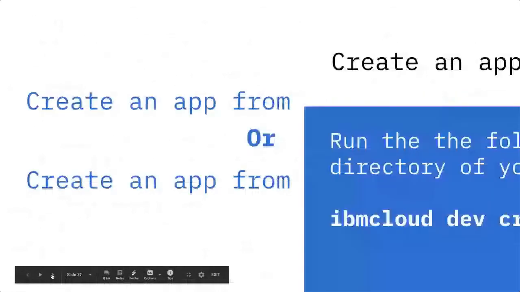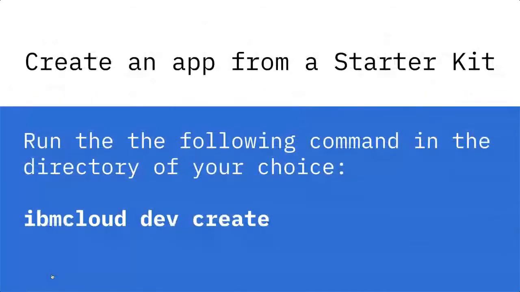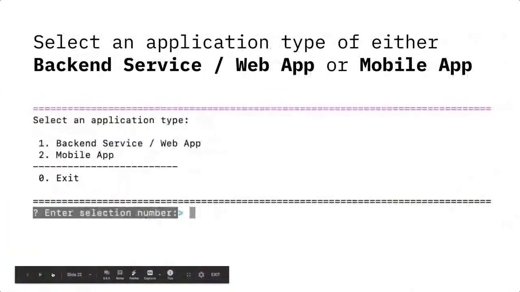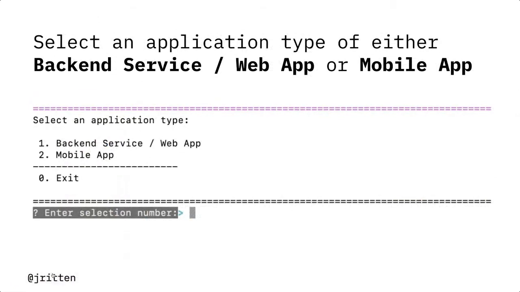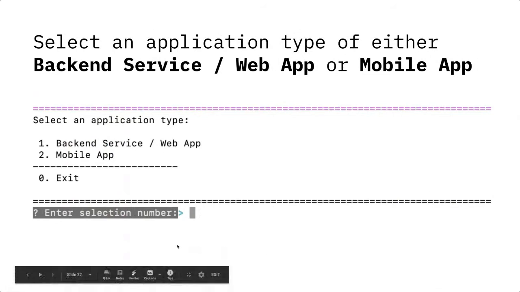So let's create an app from a starter kit. You'll run the command ibmcloud dev create. There we go. And then you'll get two options. You'll need to select an application type of either backend service, web app, or a mobile application. I tend to build more web apps than mobile, so I would select number 1.